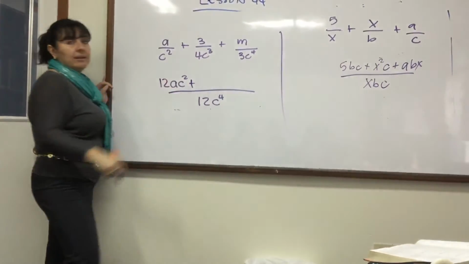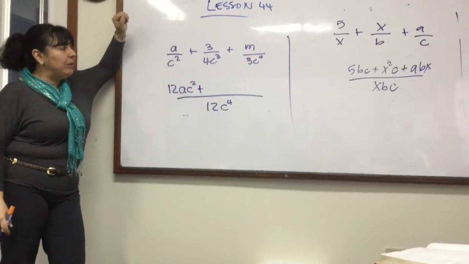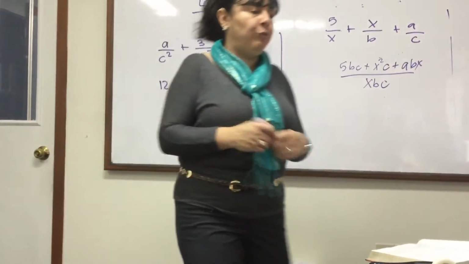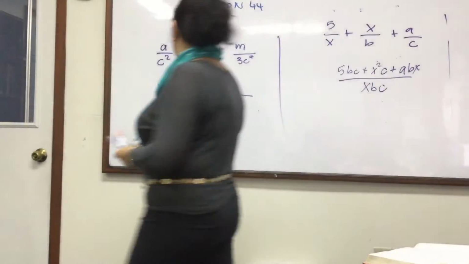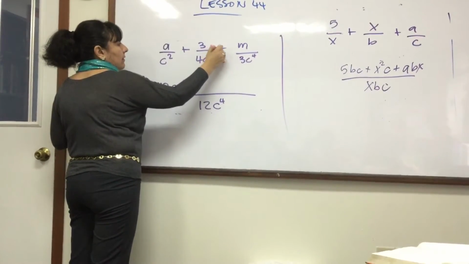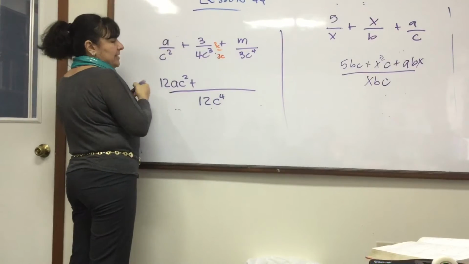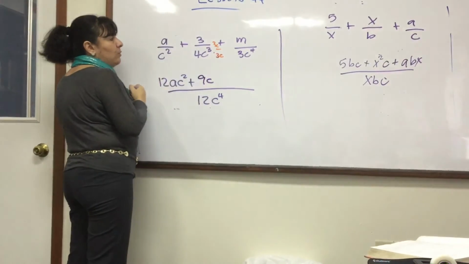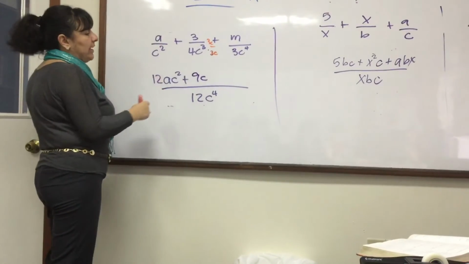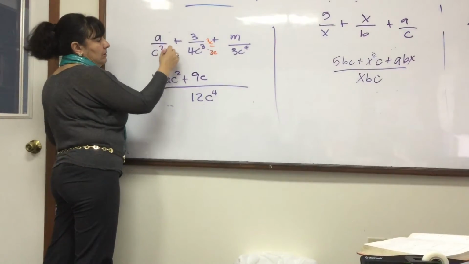What's this one missing? The 4c cubed. What did I do to 4c cubed to get to 12c to the 4? 3c. So the 12c, 9 over 9c. So plus 9c. And what did I do to 3c to the 4 to get 12c to the 4? Times 4. Times 4.